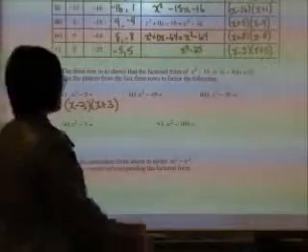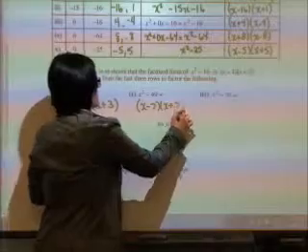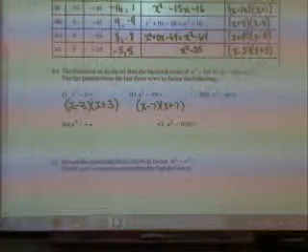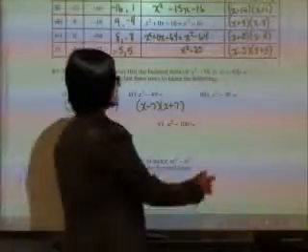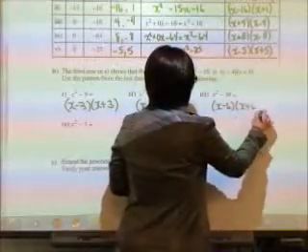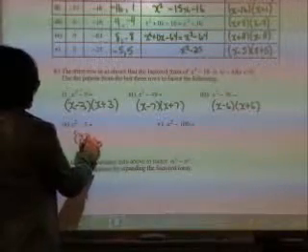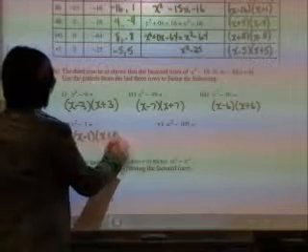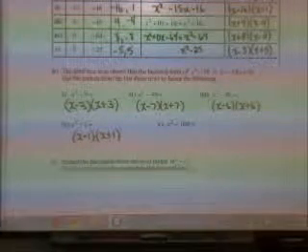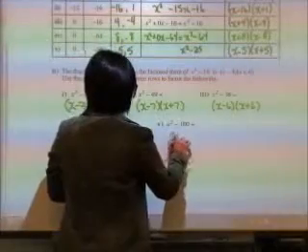X squared minus 49. Square root of 49 is 7. X minus 7, x plus 7. X squared minus 36, x minus 6, x plus 6. X squared minus 1, x minus 1, x plus 1. And the last one, a squared minus 100, becomes a minus 10 and a plus 10.